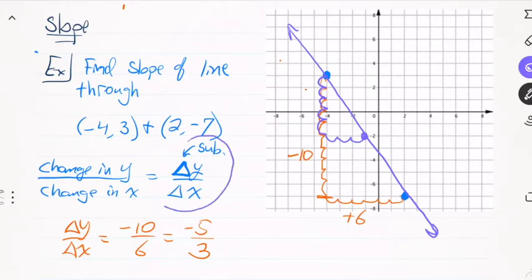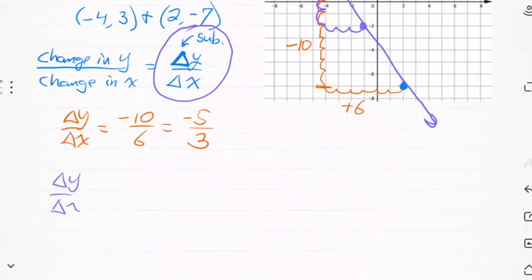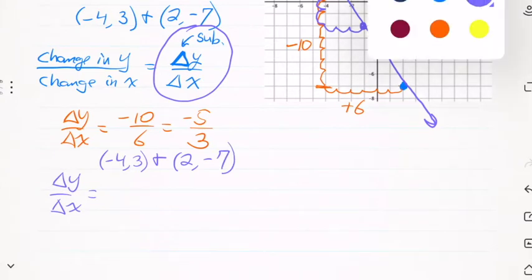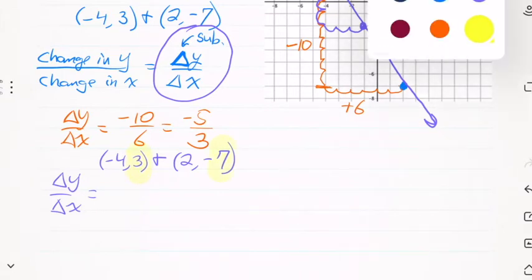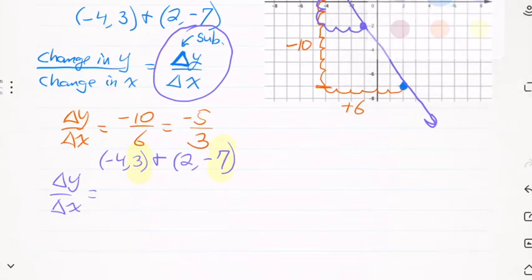Well, remember, I considered change as subtract. So if I find my change in y over change in x by subtraction, I'm going to subtract my y's. Let me write my points again so we can talk about it down here. If I'm going to subtract my y's, then I'm looking at the 3 and the negative 7. So this is going to become 3 minus a negative 7, because to make change, you need to subtract.